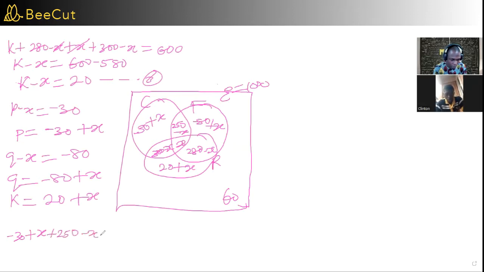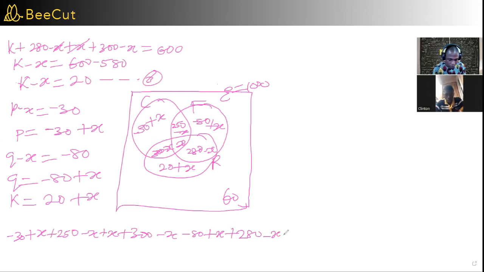250 minus X. Then minus plus X at the middle, plus 300 minus X, plus X at the middle, plus 300 minus X. Are you following? Yes, sir. Then minus 80 plus X, which is in the second circle. Then after minus 80 plus X, I have 280 minus X. So plus 280 minus X.